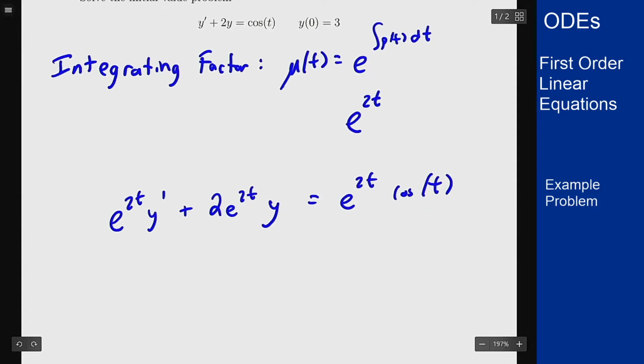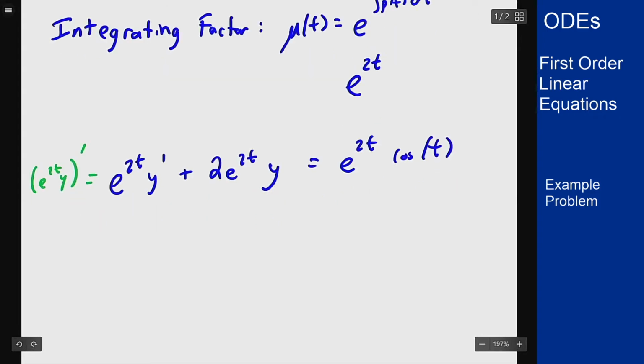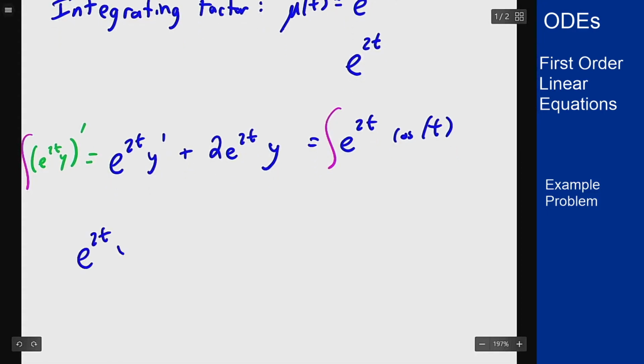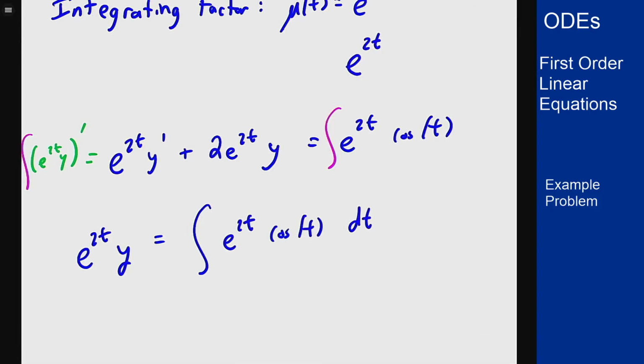We can recognize that this left-hand side here is the derivative of e to the 2t times y, as the product rule. And then we have to integrate both sides. If we integrate both sides here, we end up with e to the 2t y on the left, and the right is the integral of e to the 2t times cosine of t dt. And how does that integral work out? Well, that's a product of two functions, so your first thought should be integration by parts.